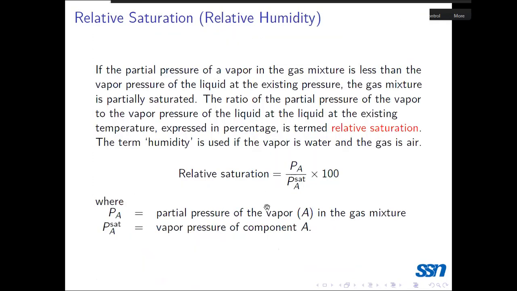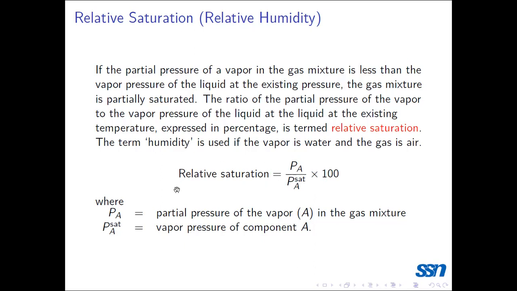Okay, this terminology, what is called relative saturation or relative humidity. Of course, this screen title is visible above, because I am seeing a lot of Zoom controls here. So relative saturation or relative humidity is simply the partial pressure of water vapor in the air divided by the vapor pressure of a liquid. So here the liquid is water.